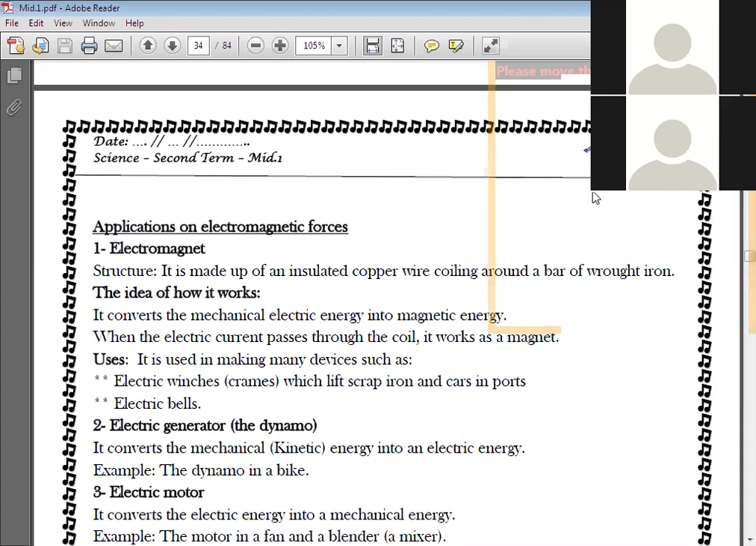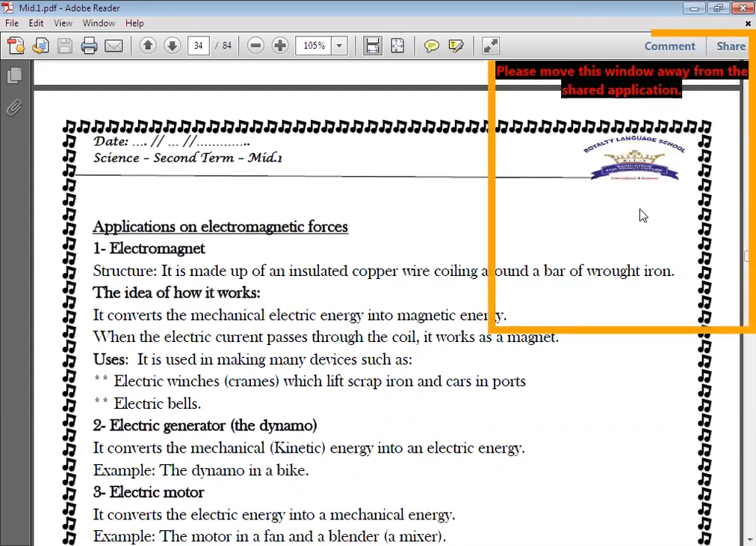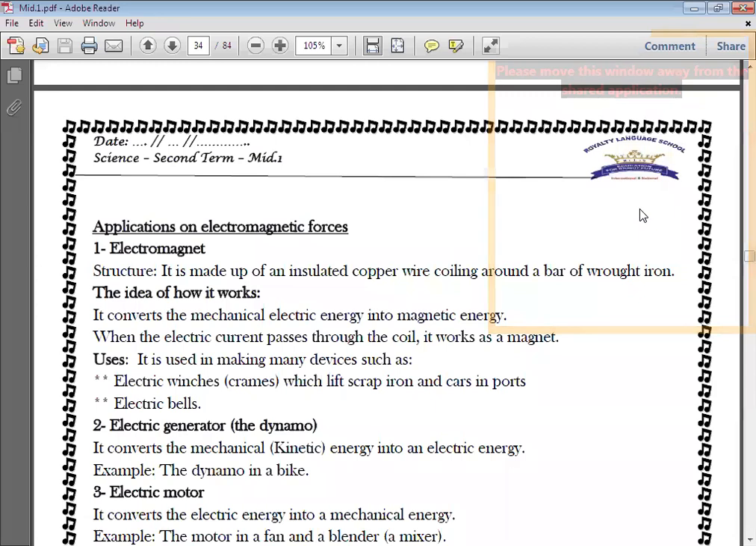How? The driver pushes the electric button and connects the electricity. This electricity flows through the wires until it reaches the iron bar. This iron bar works as a magnet to lift anything. And when the driver wants to put this thing down, he cuts the electric current by turning off the button, so it doesn't work as a magnet, and the thing falls down from it. So the electromagnet is used in making an electric winch or crane and electric bell.